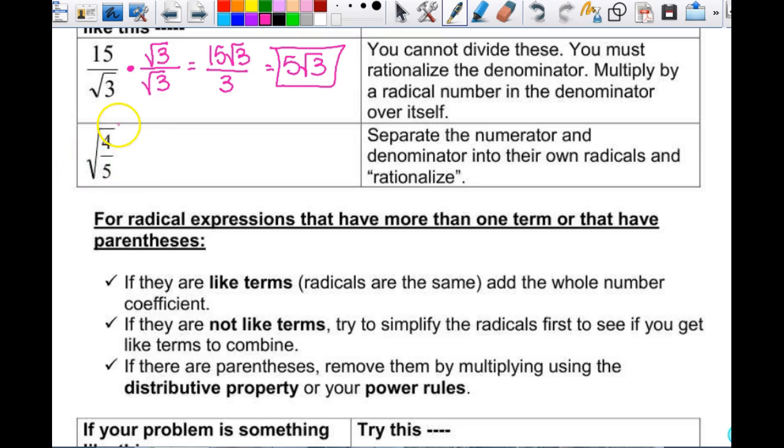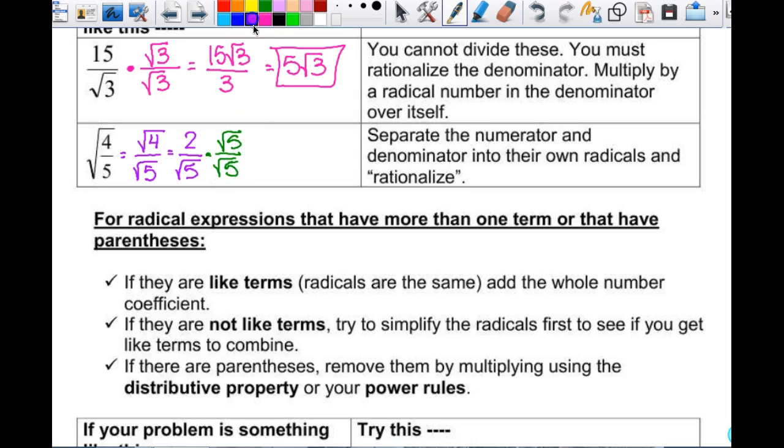When you have it in here, if we can't reduce that, we're going to separate it just like we did on the page before. So this is going to be the square root of 4 over the square root of 5. Can I take the square root of 4? Yes, what is that? 2 over the square root of 5, right? Can I leave it like this? No. So I have to multiply by square root of 5 over the square root of 5.